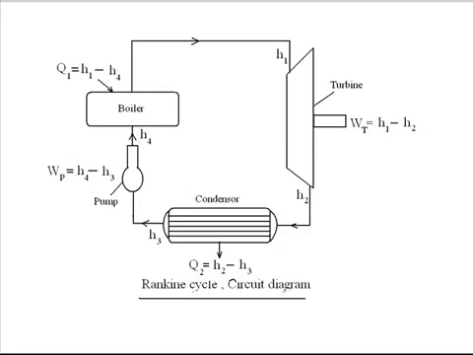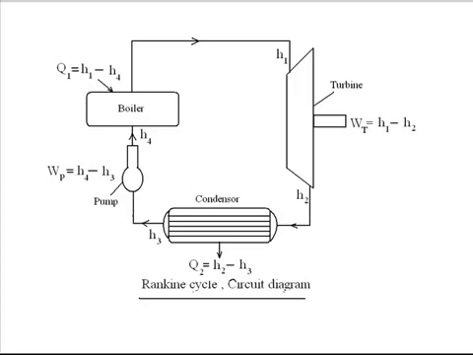Similarly, in case we want to know how much heat is being lost by the condenser, we know that steam is entering the condenser with enthalpy H2 and coming out with enthalpy H3. Since some amount of heat is being lost by the steam, H3 will definitely be less than H2. So the specific heat lost from the condenser will be the difference between the enthalpy at the two ends, that is H2 minus H3.